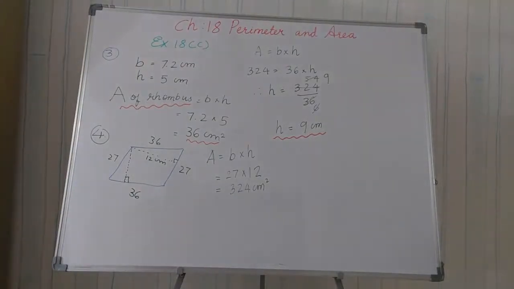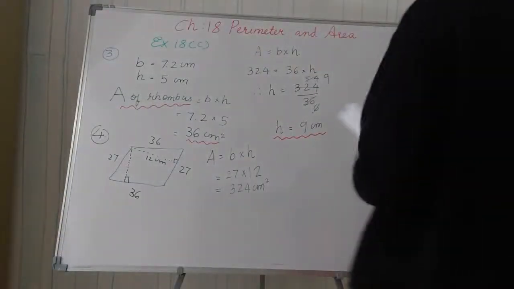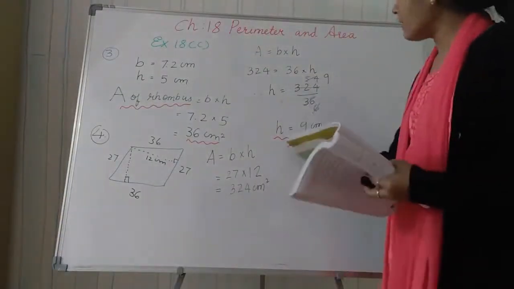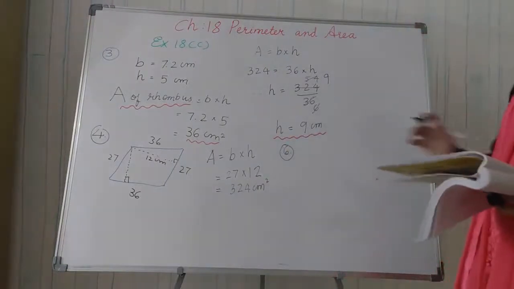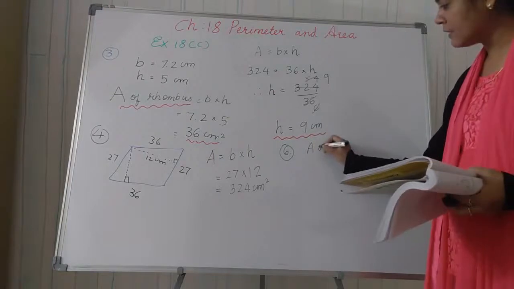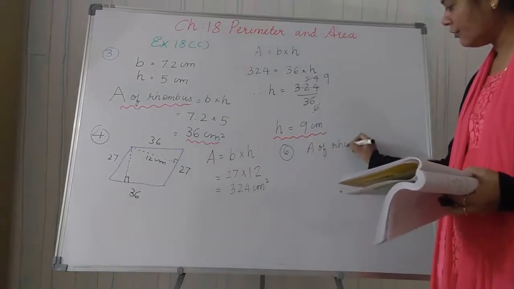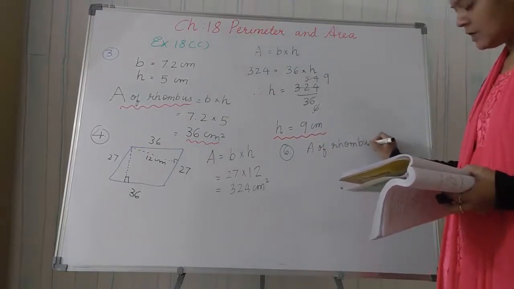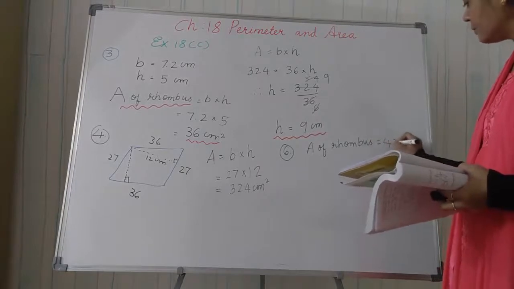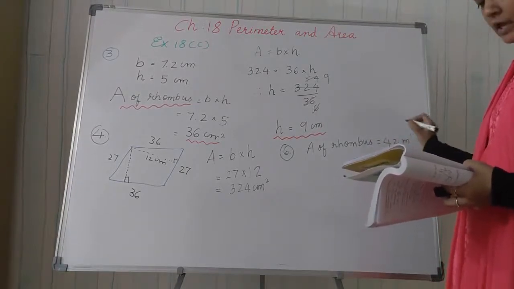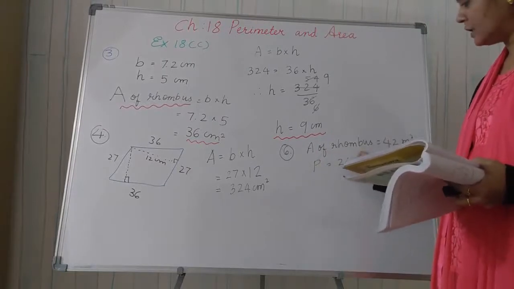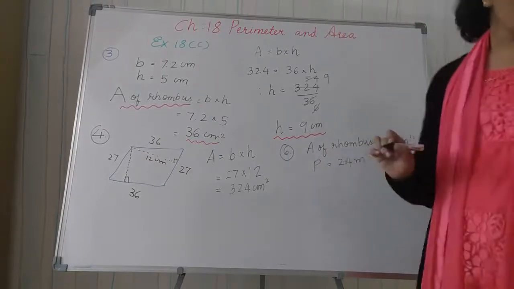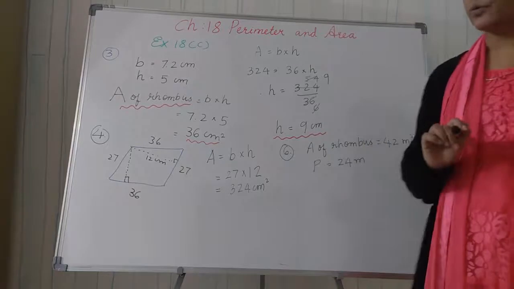Now let us take the next question, 6. Students, we are not going to do question number 5. So I will take question number 6. In this question, the area of the rhombus is given. The area of the rhombus is given to us as 42 meters square. Okay. And the perimeter is given as 24 meters. Students, we want to find here the altitude.